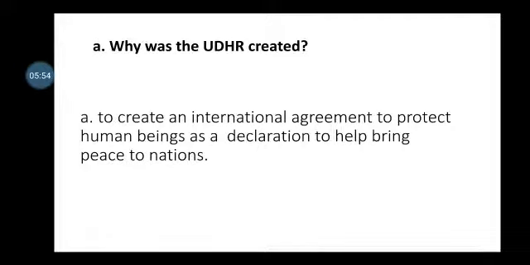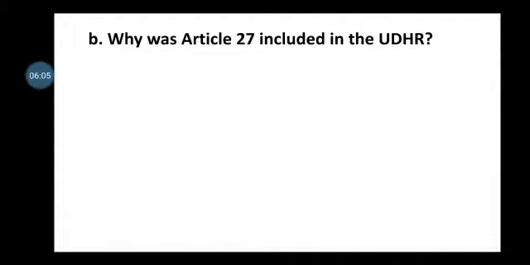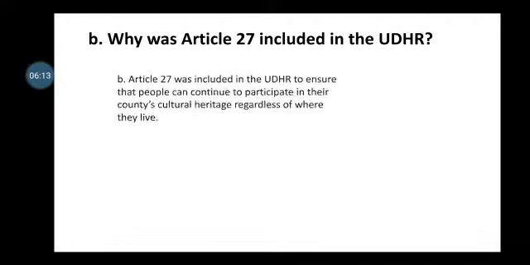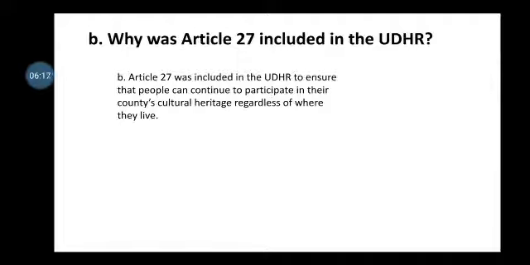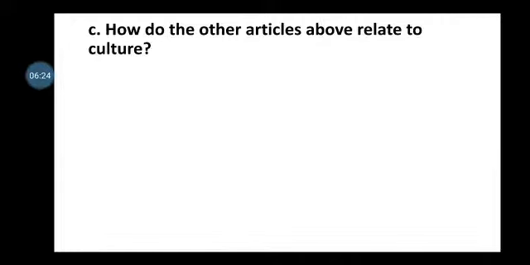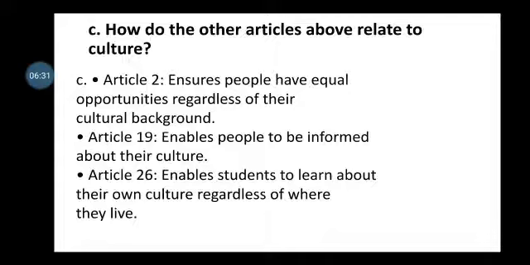You might ask yourself, why was the United Nations Human Rights created? It was created to create an international agreement to protect human beings. You can say it is a declaration to help bring peace to nations. Why was Article, for example, 27 included in this human rights? It is included to ensure that people can continue to participate in their country's cultural heritage regardless of where they live. How do the other articles above relate to the culture? Article number 2, for example, ensures people have equal opportunities. Number 19 enables the people to be informed about their culture. Article 26 enables students to learn about their own culture regardless of where they live.